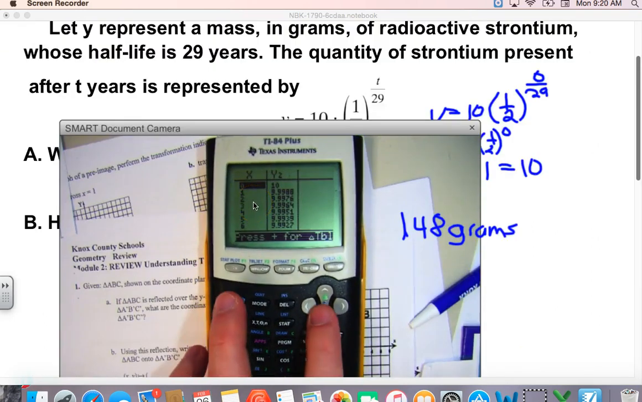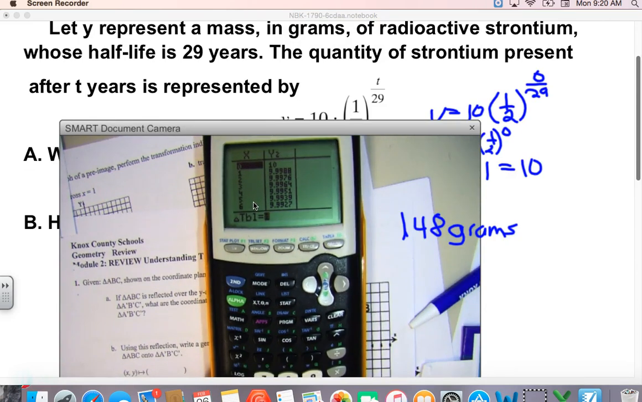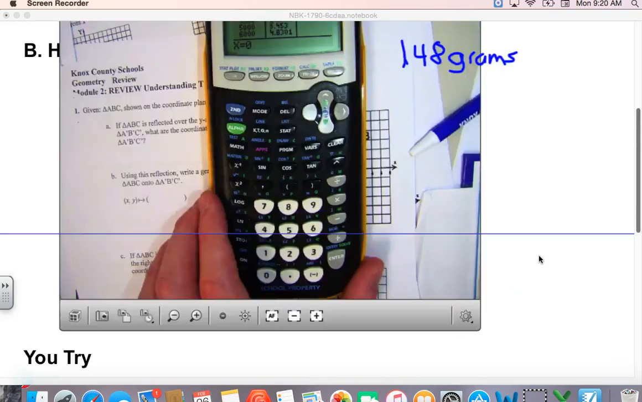Then to figure out how much is going to be left after 2,000 years, we can scroll down to 2,000, which of course is going to take a while. So if you press plus, right, and then put in 1,000, it'll make you count by thousands. Okay, so now we can count by 1,000. We go down to 2,000 and see, oh, 7.85 grams is what would be left.